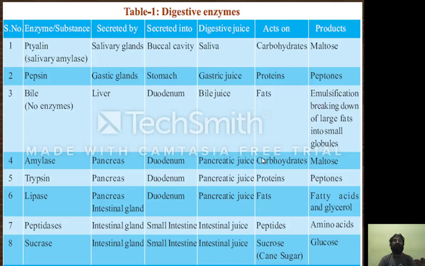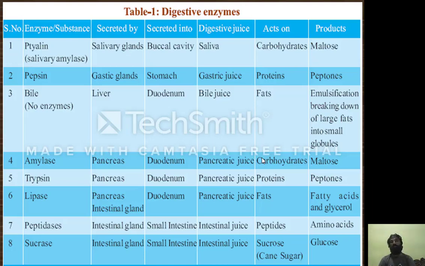So this is very important, the digestion at the duodenum. There are two glands connected with the duodenum: one gland is the liver and the second gland is the pancreas. The liver does not release any enzyme; it releases the bile pigments called bilirubin and biliverdin. These convert large fat molecules into small globules, a process called emulsification.